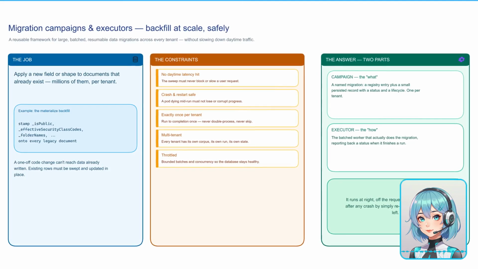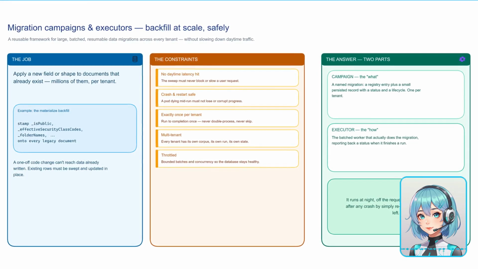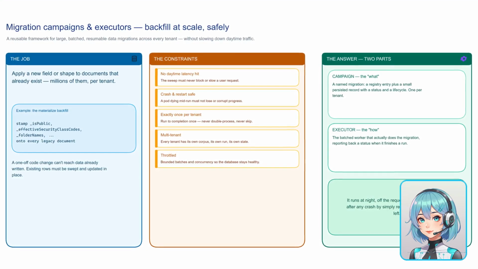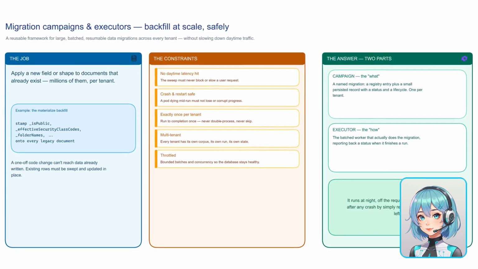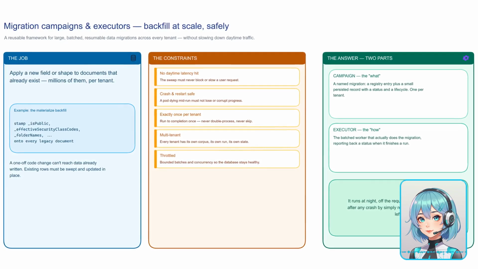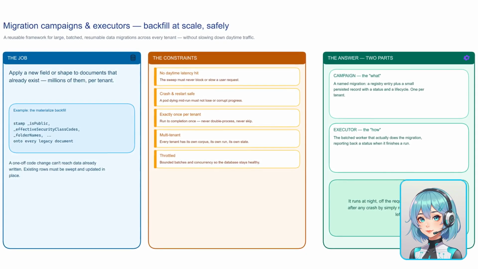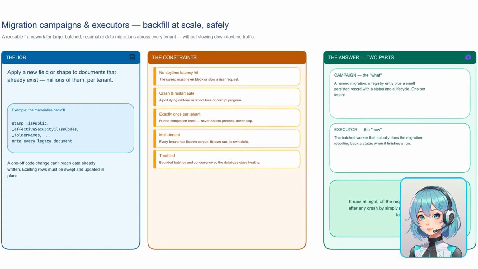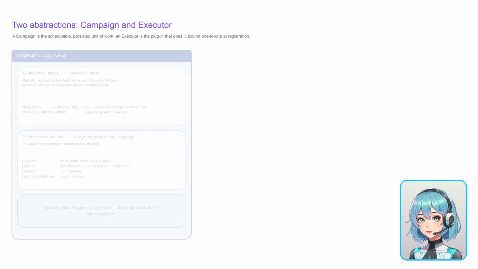The answer comes in 2 parts. A campaign, the named unit of work with a persisted status and a lifecycle, and an executor, the batched worker that does the migration. It runs at night, off the request path, and resumes after any crash simply by re-querying what's left. 2 abstractions bound one-to-one.